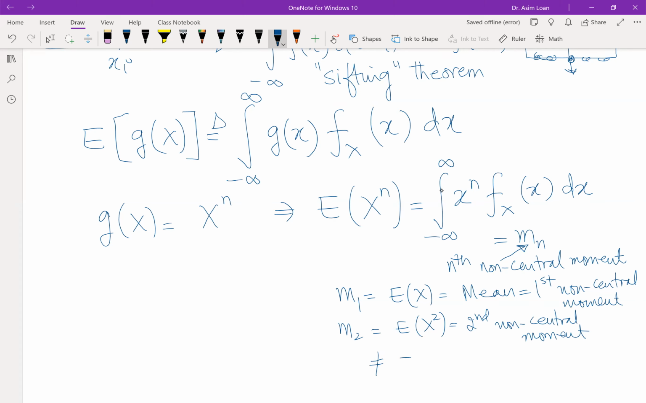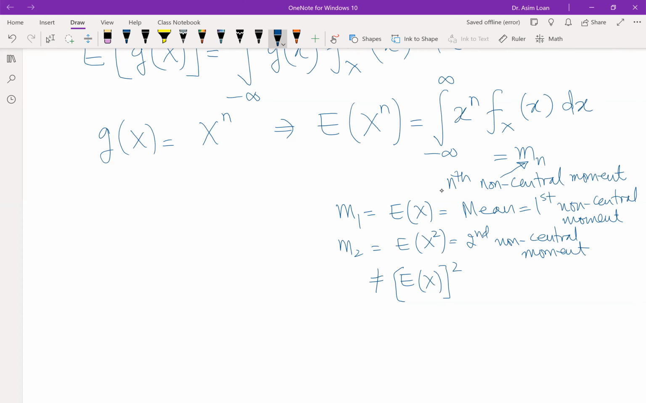This is not equal to expected of x whole squared. It is not equal to that. This is different. This is the mean of the square, and this is the square of the mean. These two are different. They are not the same.